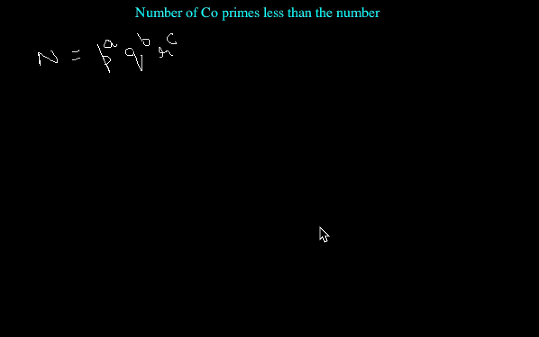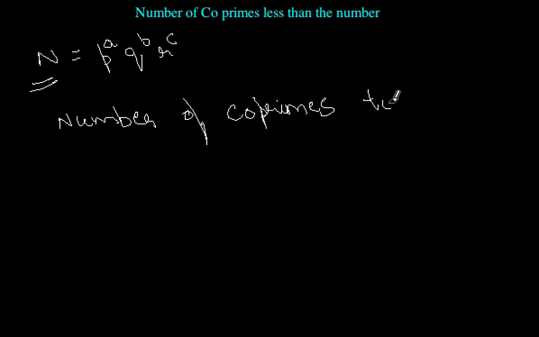Okay, so here we'll be looking at how to find the number of co-primes less than the number. If we are given a number n, we have to find the number of co-primes to n that are less than n. Co-primes to n means the numbers which don't have any common prime factor with capital N.